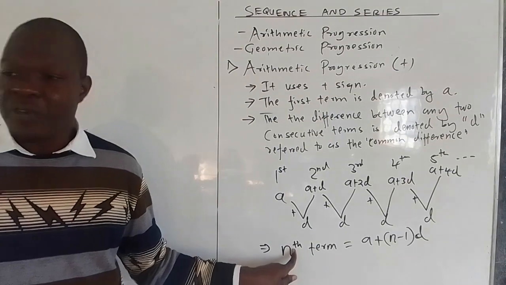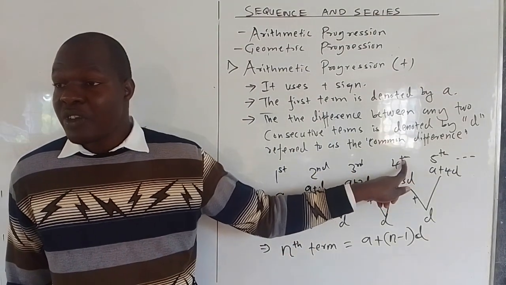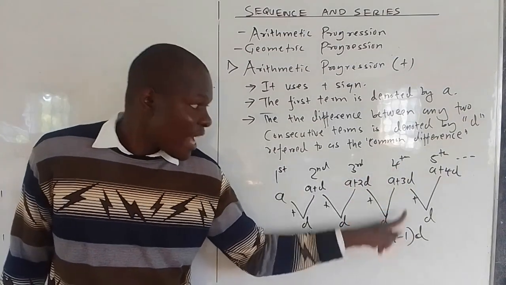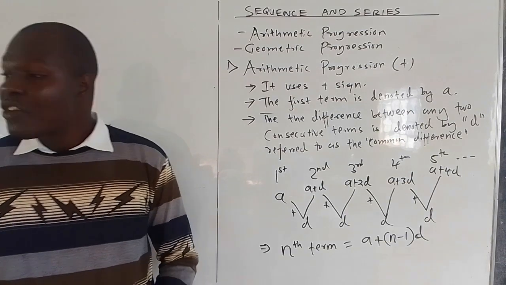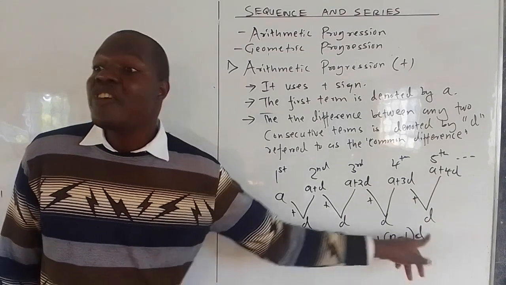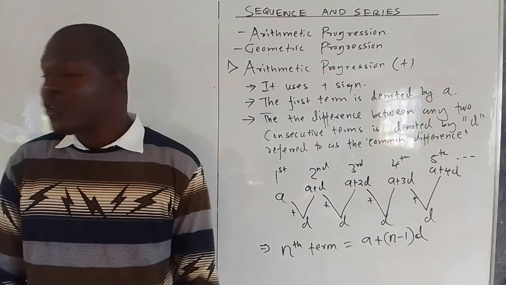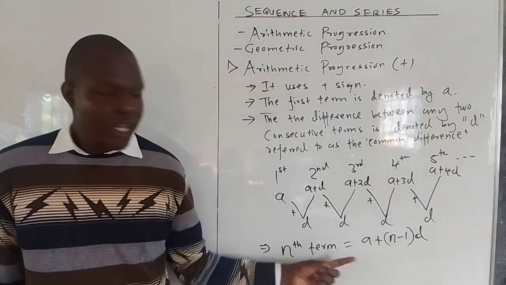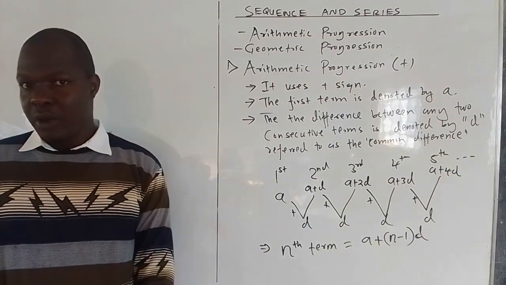Because when n is 4, I'm talking about the fourth term, isn't it? And when I'm talking about the fourth term, it will be 4 minus 1. I get my 3D, isn't it? Are we together? When I'm talking about the 10th term, it will be A plus 10 minus 1, 9D. Are you seeing that? Are we together? Yes. So it means for you to get the nth term of an arithmetic progression, it is A plus n minus 1 into D. Are we together?